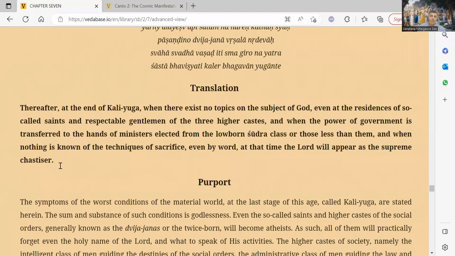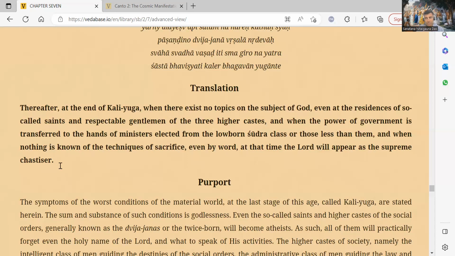At the end of Kali Yuga, when there exist no topics on the subject of God, even at the residence of so-called saints and respectable gentlemen of the three higher castes, and when the power of government is transferred to the hands of ministers elected from the low-born Shudra class and those less than them, when nothing is known of the techniques of sacrifice, even by word, at that time the Lord will appear as the supreme chastiser. Like I said, Guru, Sadhu, Shastra are the pramana. So it says when the Lord will appear, he is appearing here as Kalki.